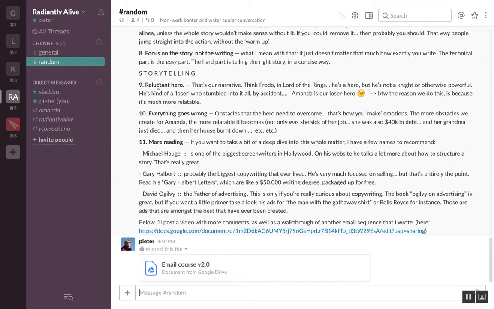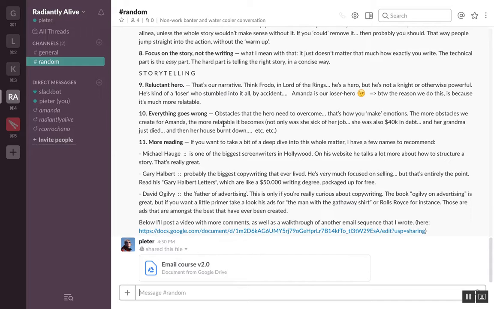The last thing is about the reluctant hero. We've spoken about that, like Frodo in Lord of the Rings. And if you want to add to that, and I'll point that out in the examples in a second, if you want the story to be more emotional, the way that you create emotions is through making obstacles for Amanda in this case, because she's the hero, right? So the way that you make something relatable and interesting is by adding extra obstacles that she needs to overcome.